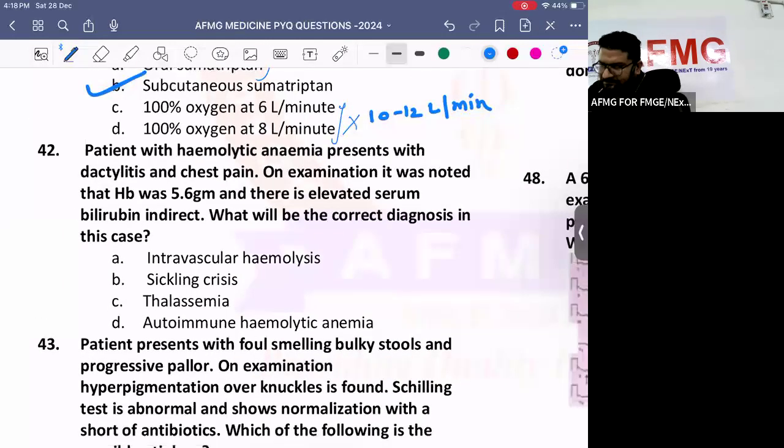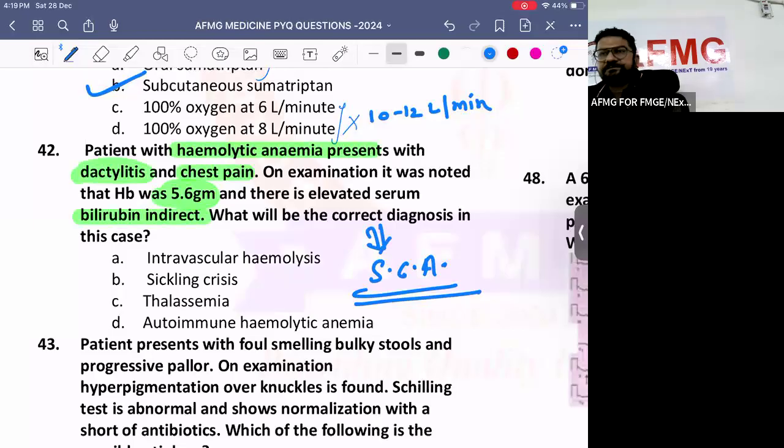Okay, try to answer. Hemolytic anemia. Patients having dactylitis, means swollen fingers, chest pain. Hemoglobin is 5.6. Bilirubin is increased. So what do you think? In which anemia will you see dactylitis? We studied dactylitis in only one anemia. Where? Sickle cell anemia. So it's a patient of sickle cell anemia.